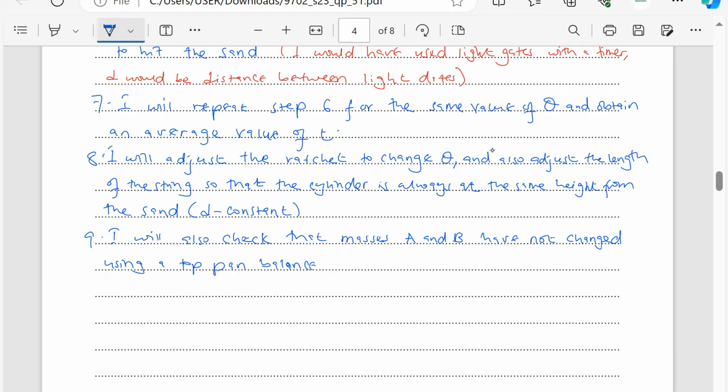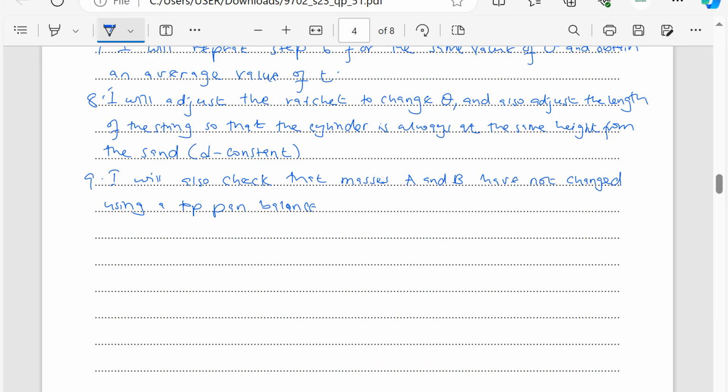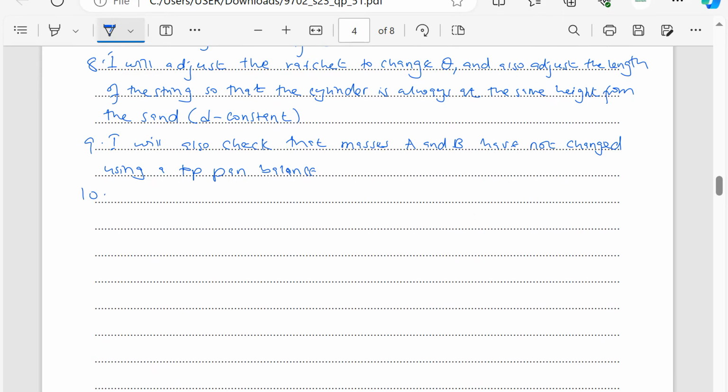So of course, if the masses change, the speed is going to change. So the time will automatically change. The weight changes, the speed changes, the time automatically changes. So if the cylinder hits the sand, a small part may break off. So you have to check and see that the mass has not changed using a top pan balance. So number 10 is now just repeating.